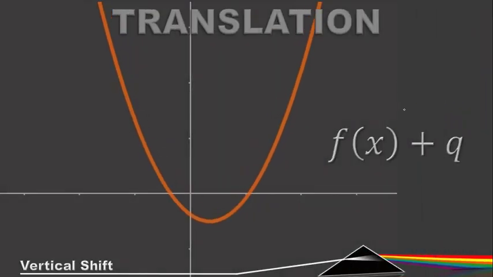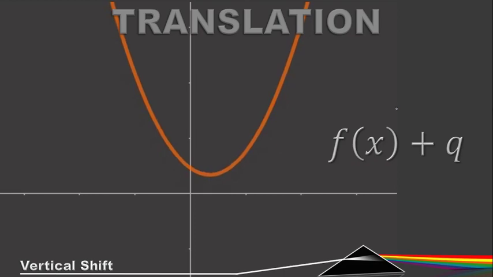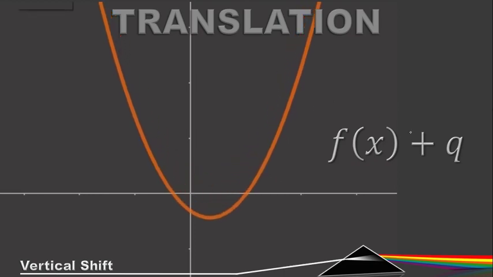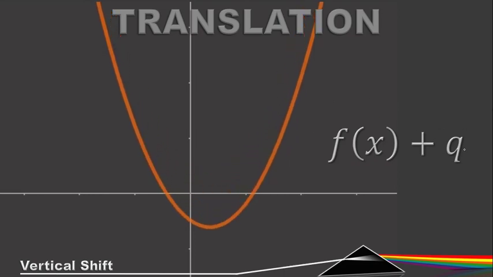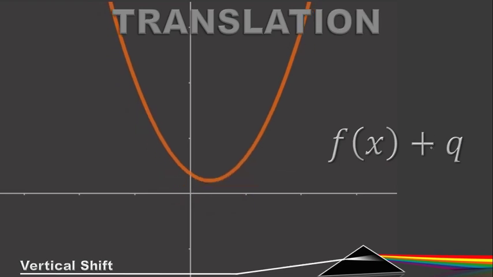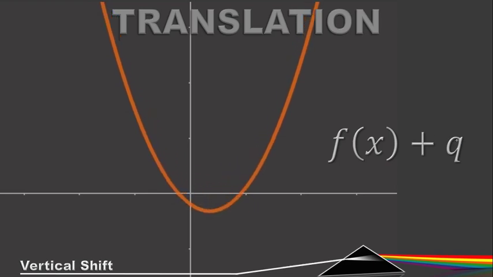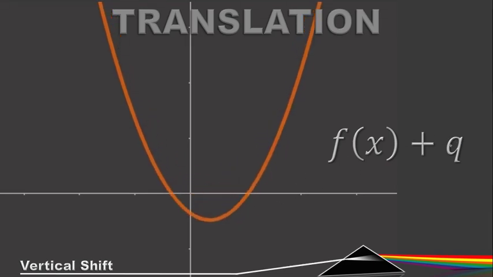Now when we have translations, if I have a function f(x) and I say plus q, so this q represents a number, then this q will move my function up and down, as you can see here.